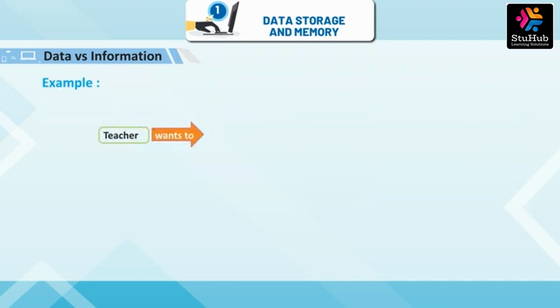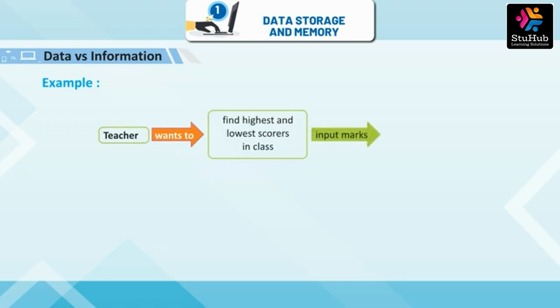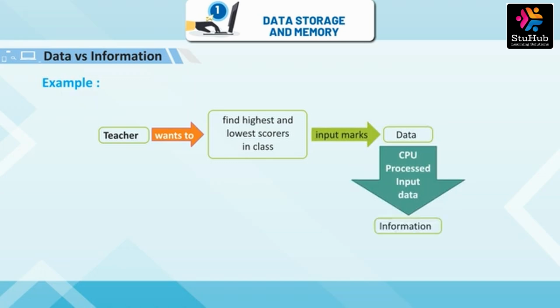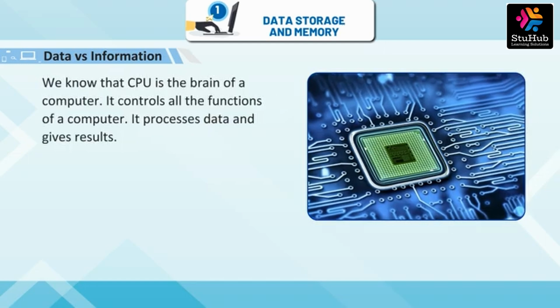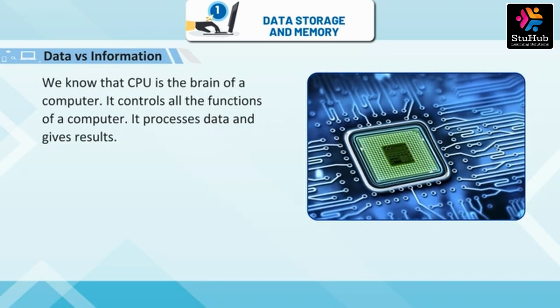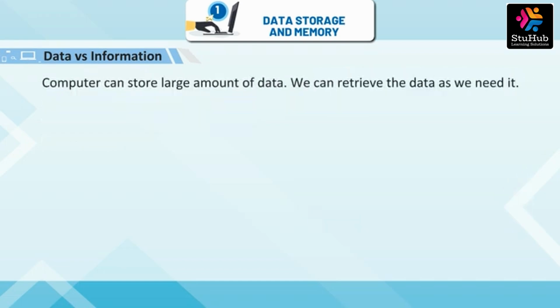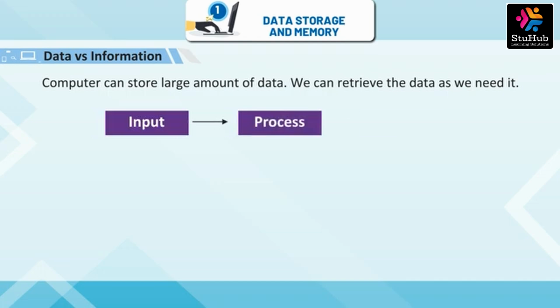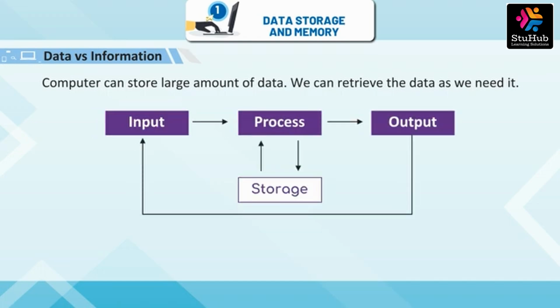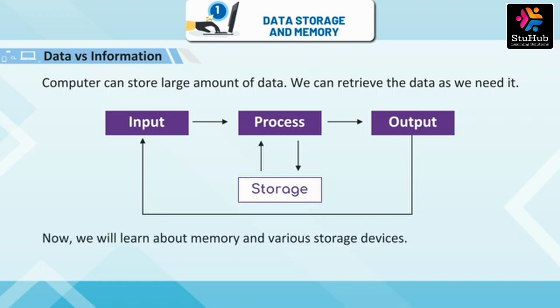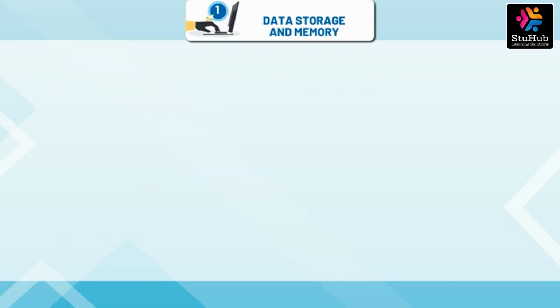Example: a teacher wants to find the highest and lowest scores in the class. Input: marks, data. The CPU processes the input data: information. We know that the CPU is the brain of a computer. It controls all the functions of a computer. It processes data and gives results. A computer can store a large amount of data. We can retrieve this data as we need it. Input, process, output, storage. Now, we will learn about memory and various storage devices.